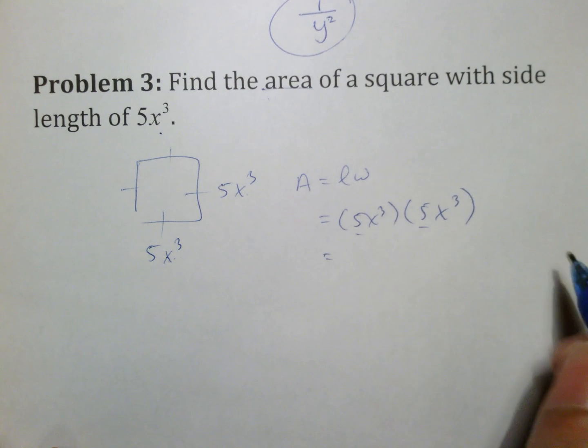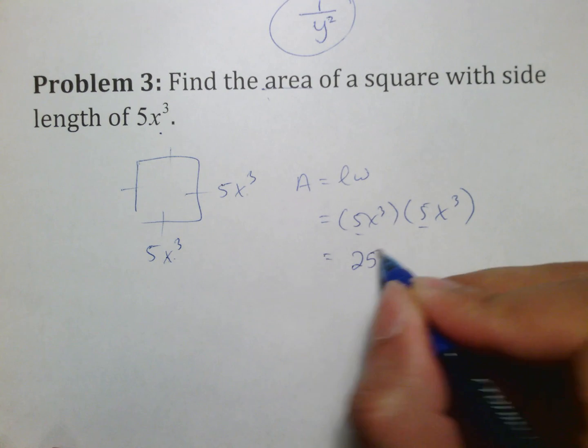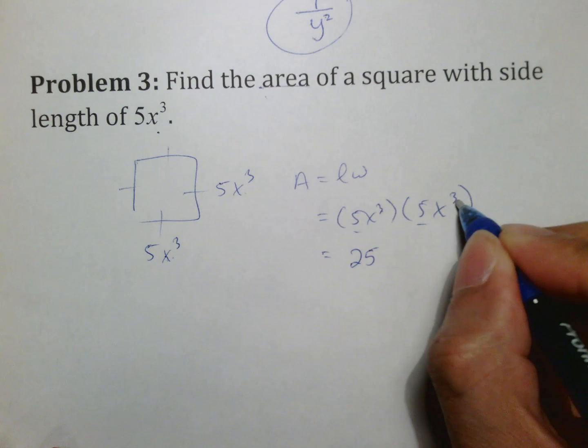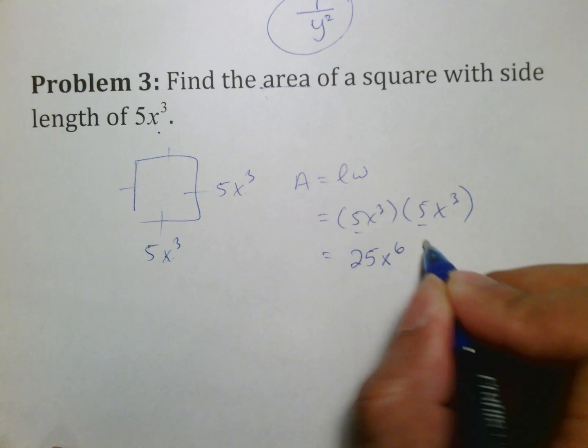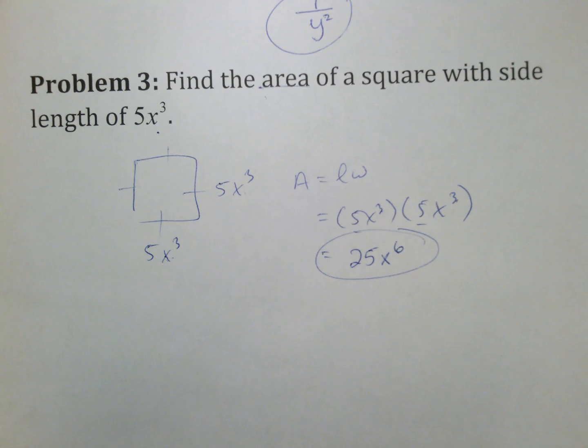5 times 5, as we learned yesterday, turns into 25. And x to the third times x to the third turns into x to the sixth. That's all I need to see. Show me work though. Do not try to be fancy this week. Otherwise you're running the risk of taking too many steps. At least show me some logic.